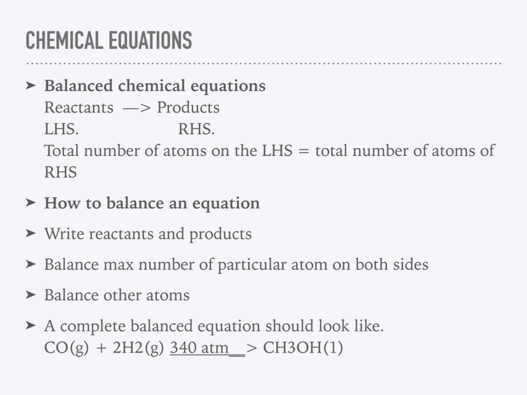Now, chemical equations. How to balance a chemical equation and what are balanced chemical equations we are going to study. In balanced chemical equations, reactants are equal to products, meaning LHS is equal to RHS. The total number of atoms on the LHS side is equal to the total number of atoms on the RHS side. But how to balance an equation? Write reactants and products. Then balance the maximum number of a particular atom on both sides. Balance other atoms. A complete balanced equation should look like this.